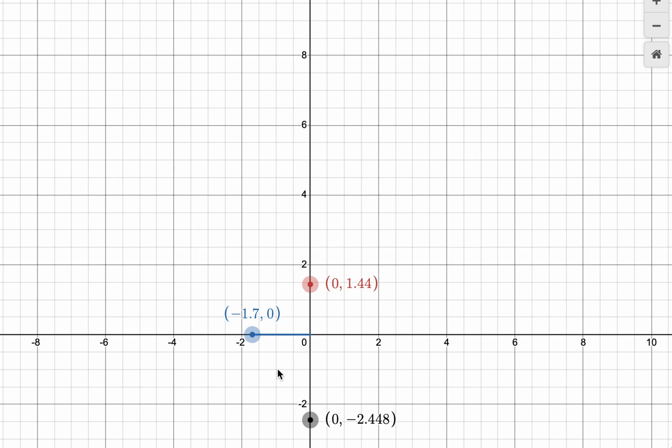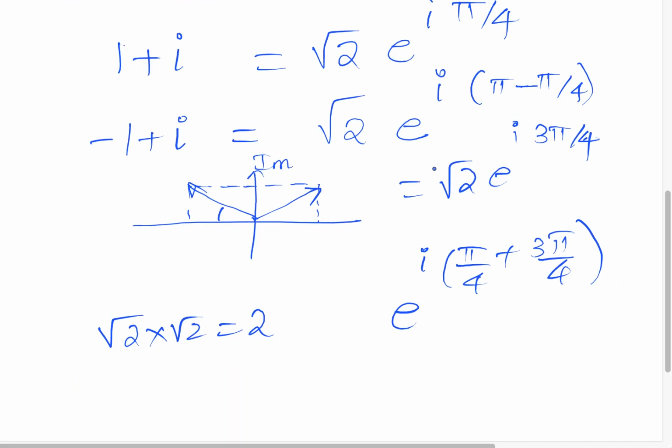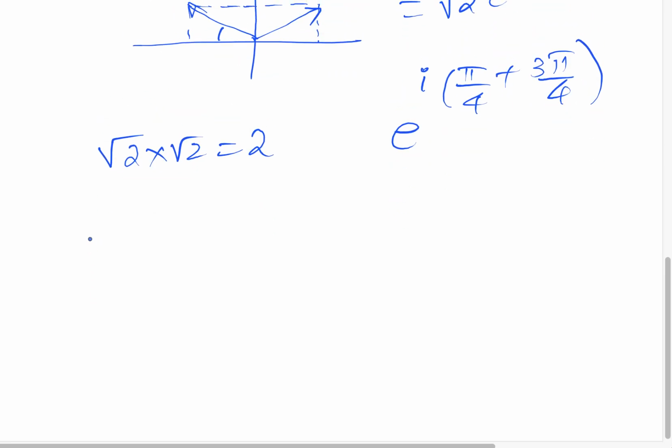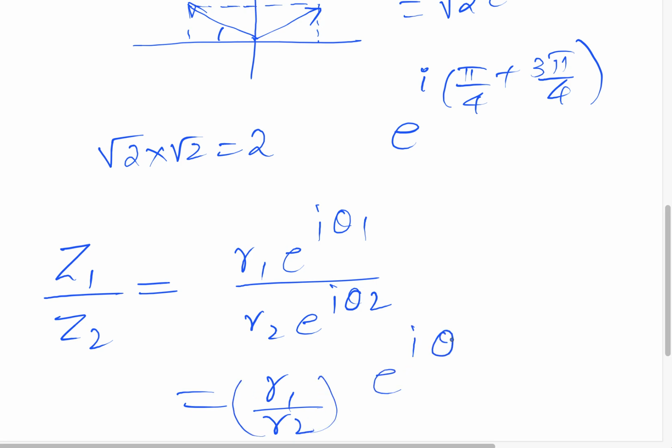Now, it's very easy to imagine division as simply multiplication by the reciprocal. And so the division, which is subtracting the angles, also makes a lot of sense. I can think of division as z1 divided by z2, correct? Which means r1 e raised to i theta 1 upon r2 e raised to i theta 2. I can think of this as r1 divided by r2. And I can think of this as multiplication by e raised to minus i theta 2.